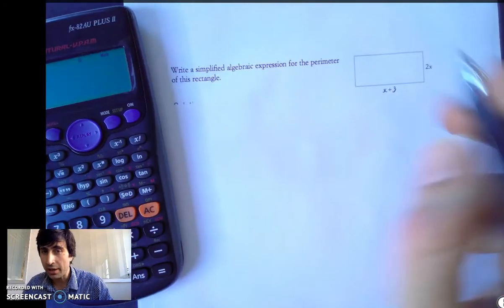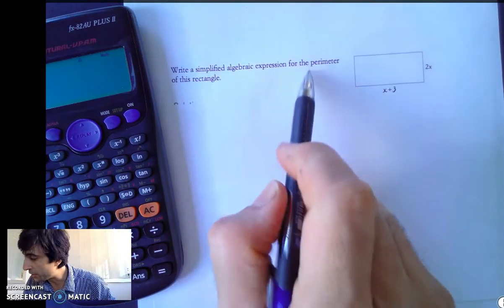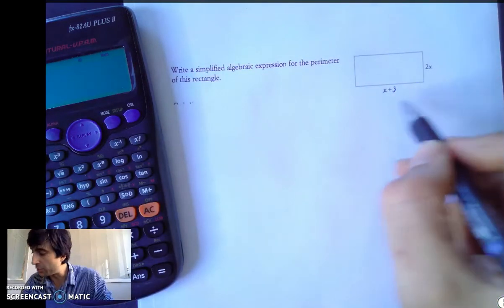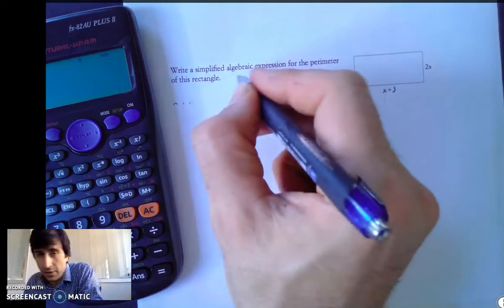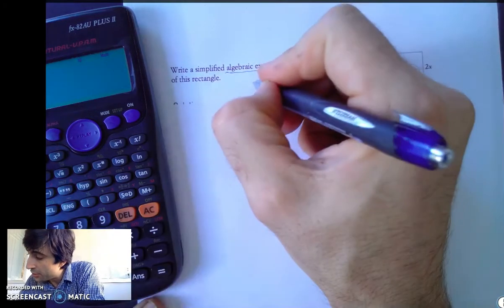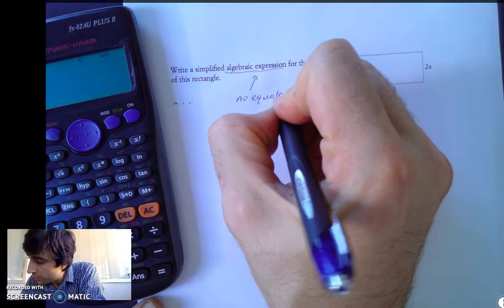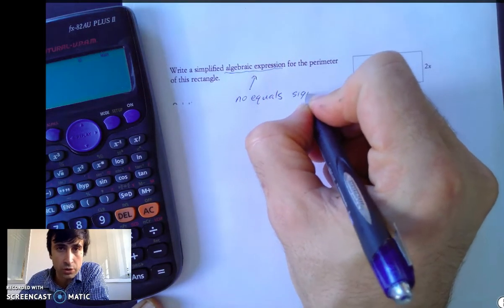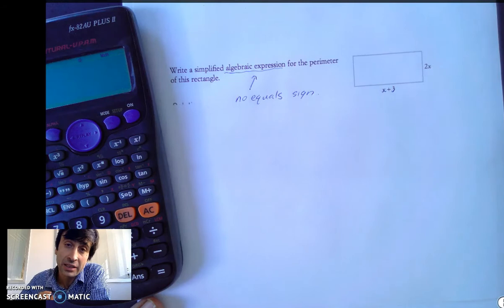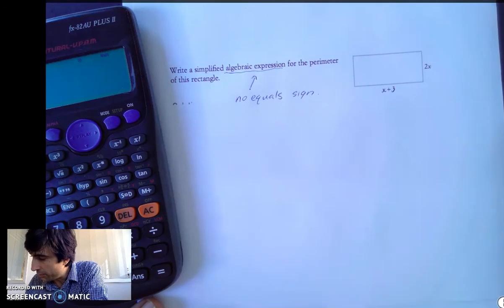We have: write a simplified algebraic expression for the perimeter of this rectangle. What's an algebraic expression? So the perimeter of this rectangle, we need to write an algebraic expression. Now for those of you that don't know, an algebraic expression has no equal signs. It has no equal signs. And so, it's basically just going to be a statement where we replace numbers with letters. So how do we do the perimeter of this?